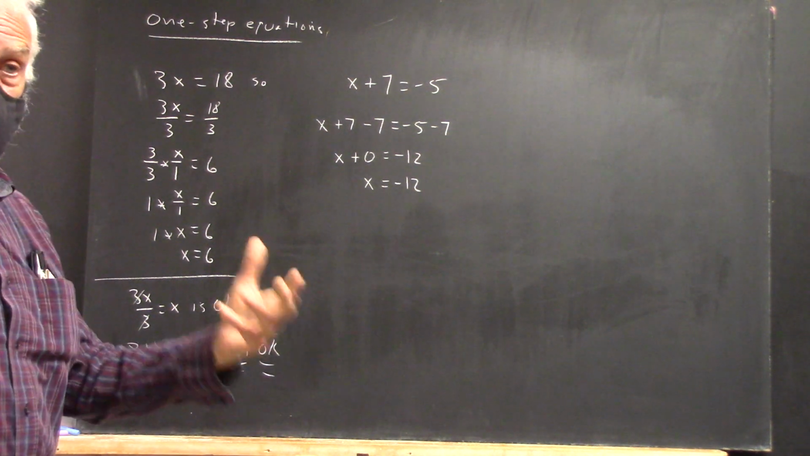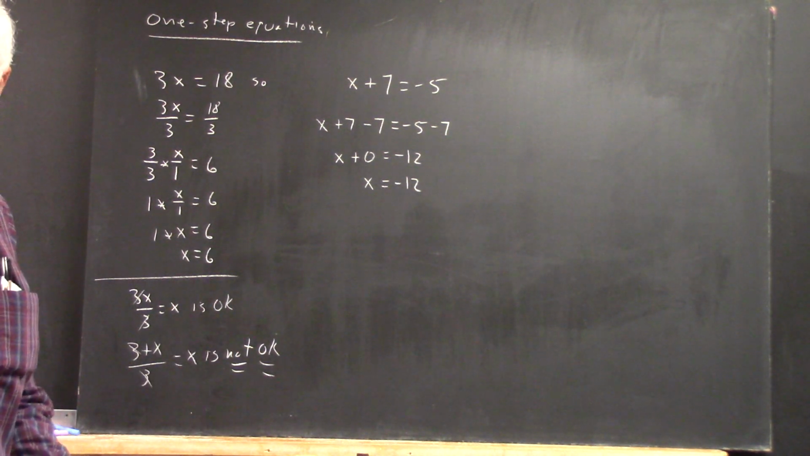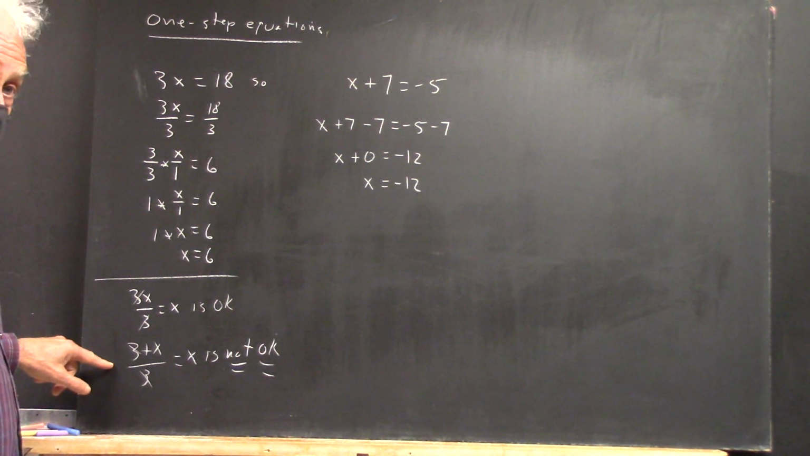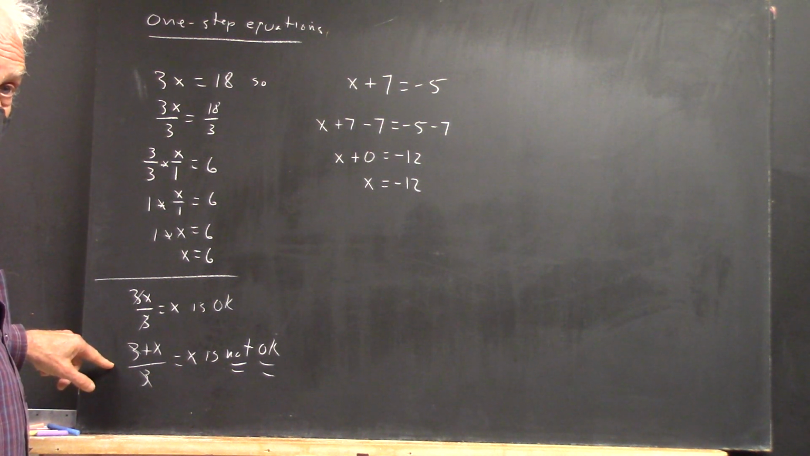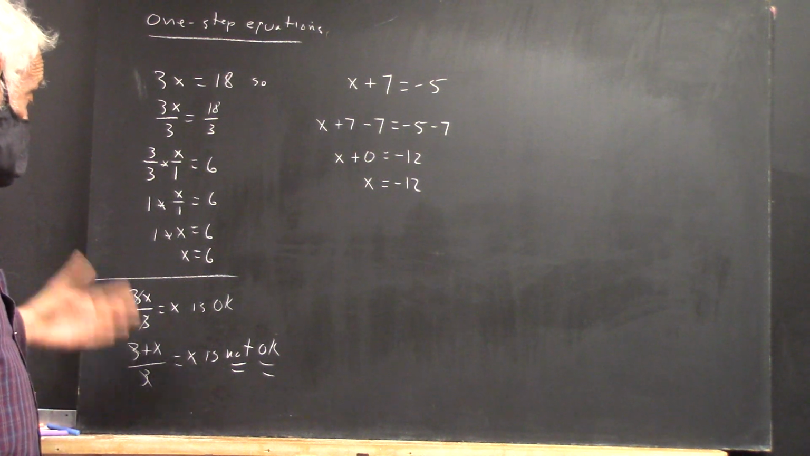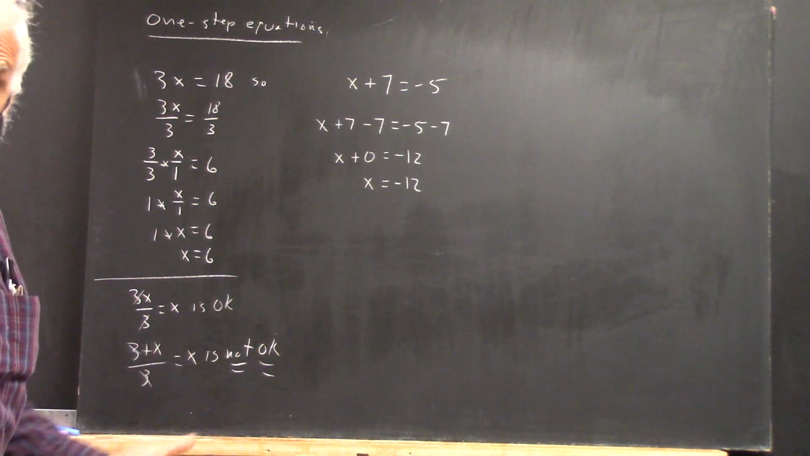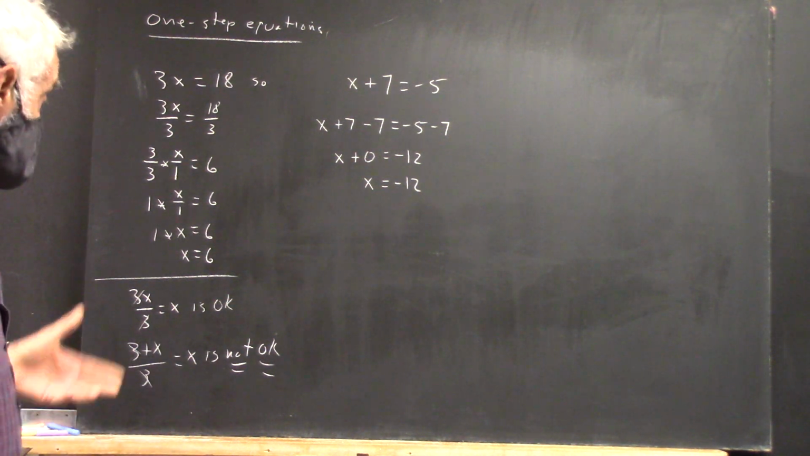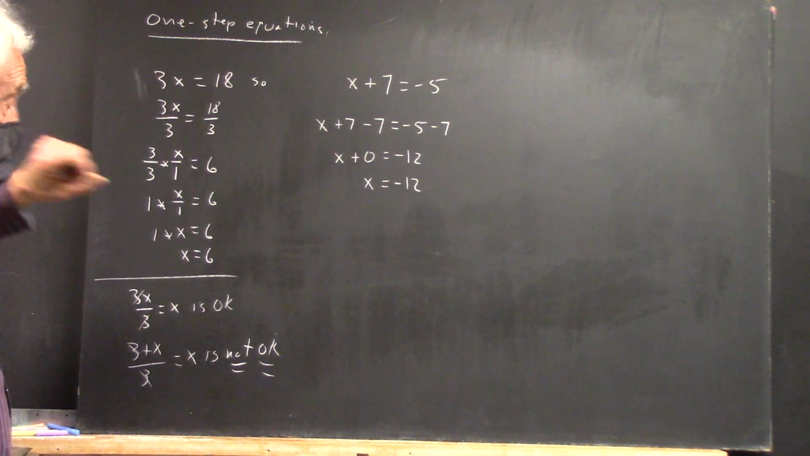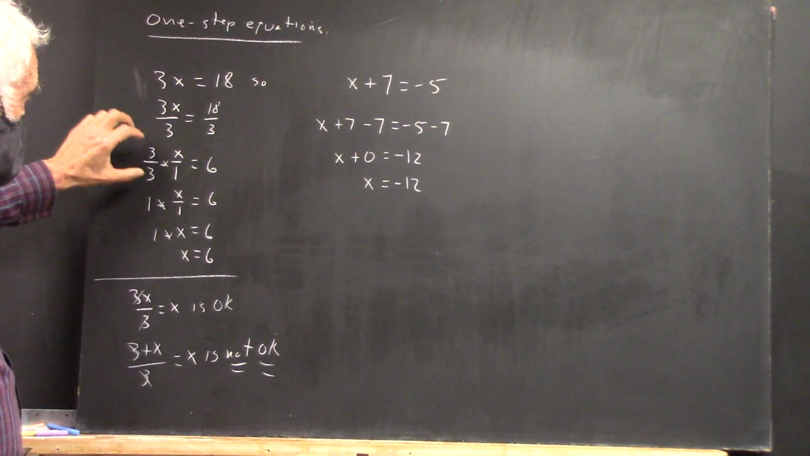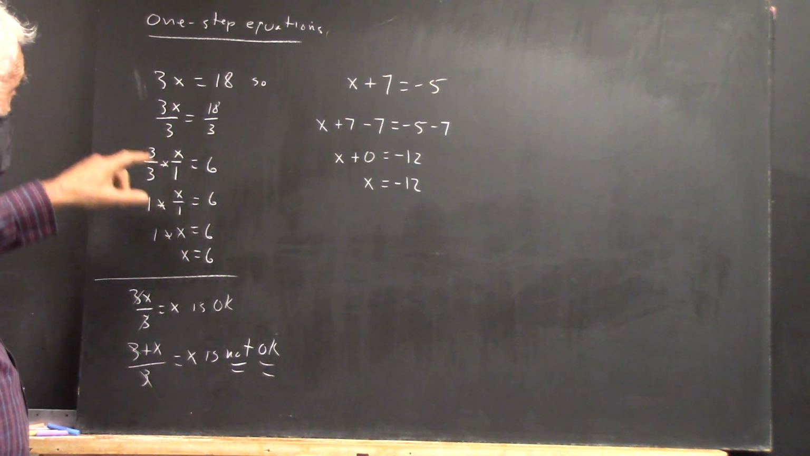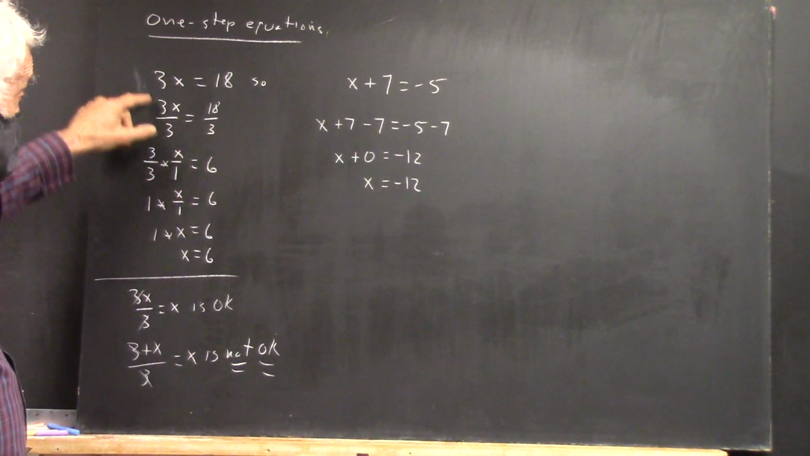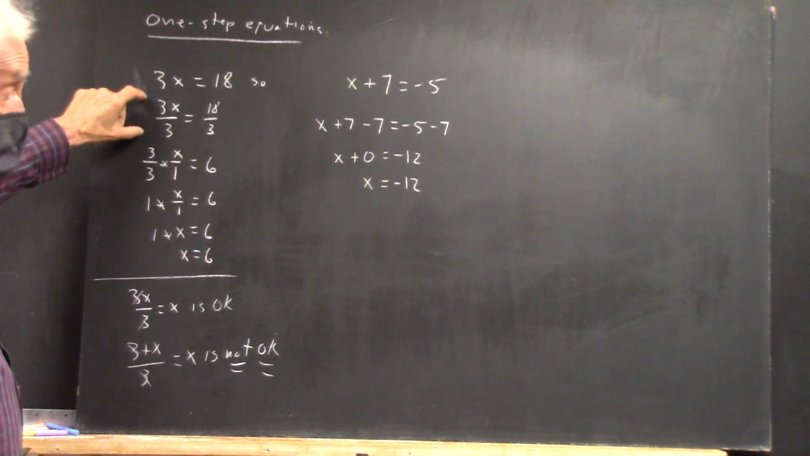98% of the people starting my pre-calculus classes over the last several years would cancel this the way I've done it, and it's totally wrong. Canceling is not just finding the same number up here and crossing them out. Canceling occurs because you can factor out 3 over 3. Certainly, 3 over 3 times x over 1 equals 3x over 3. So this is equal to this.